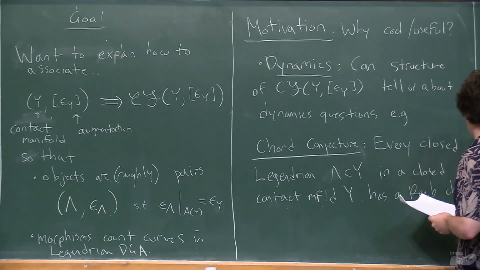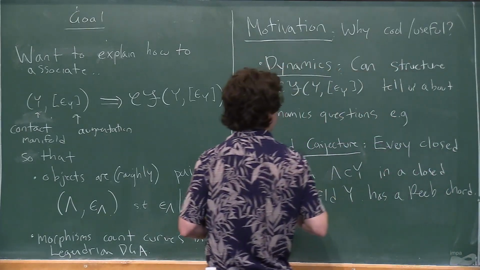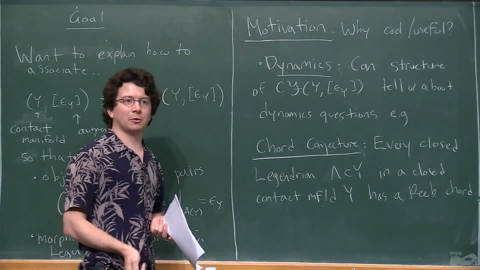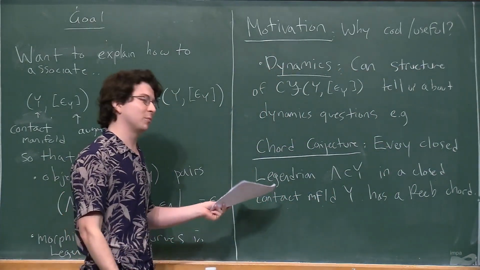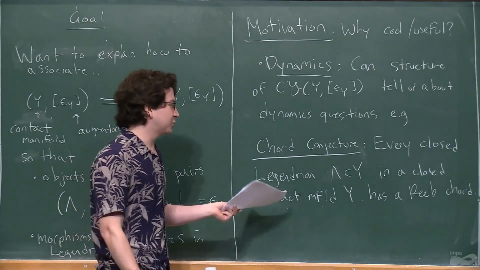And there's a little bit of a stronger version of it, but maybe I'll just leave it at that. Okay, and then also, this is an example of a very basic dynamical question about Legendrians that people are interested in. This is an open problem in dimensions higher than 3. In dimension 3, you can prove it with ECH.